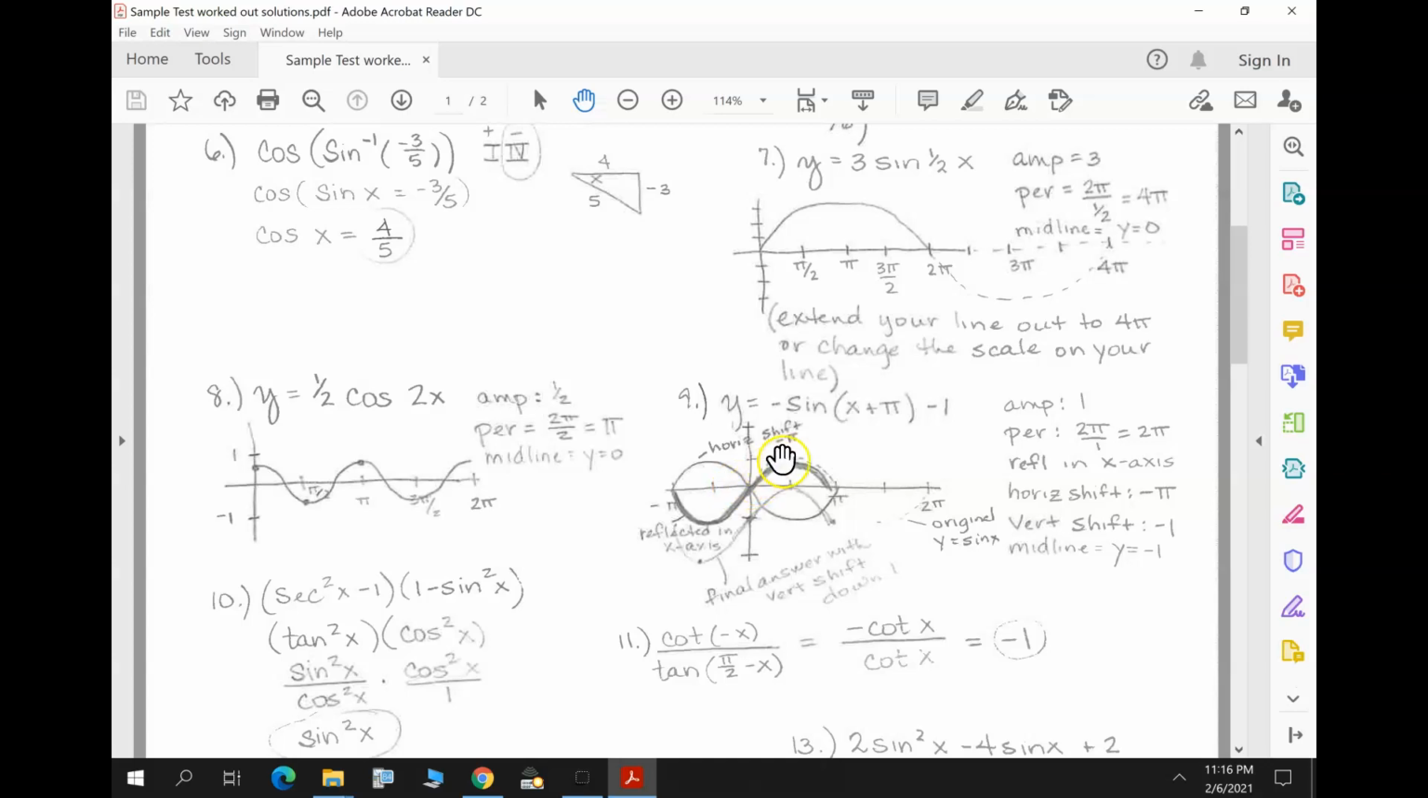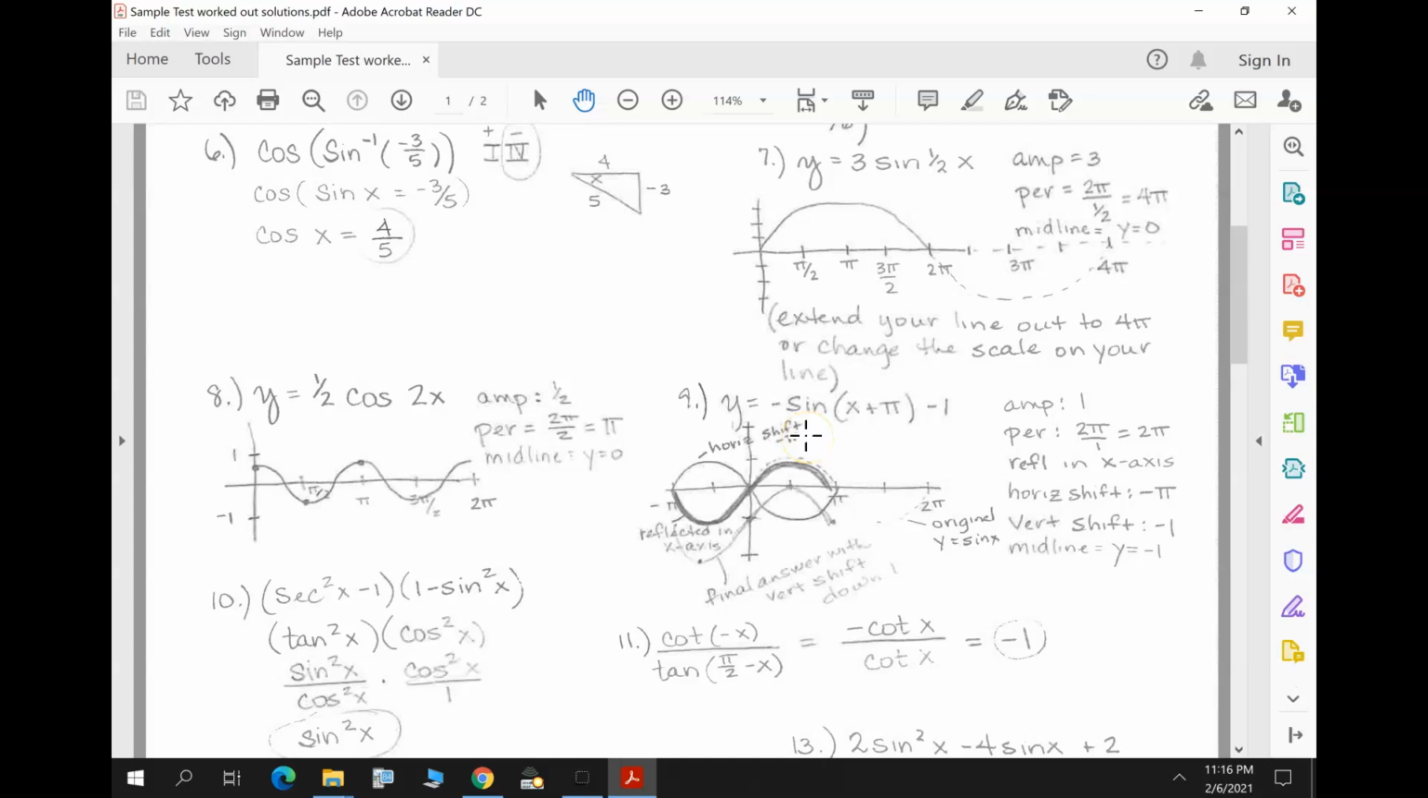So again, dotted is our normal sine curve. So we have a horizontal shift of negative pi. So I'm going to take that and I'm going to back up pi, and then I'm going to draw the exact same thing. So you can see I have that labeled. That was the horizontal shift of negative pi.